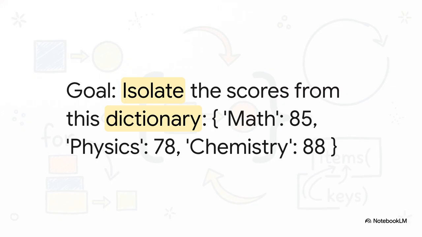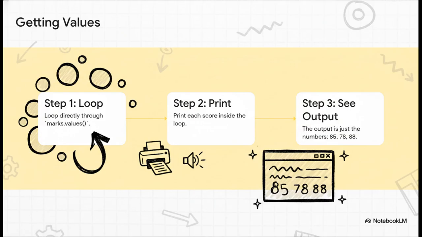For example, check out this marks dictionary. We've got subjects as keys and scores as values. Our goal here is super simple. We just want those scores, the 85, 78, and 88. The subject names, for this task, they're just getting in the way. And look at how clean this makes the code. It's beautiful. You literally just write for score in marks.values(). That's it. No extra steps, no temporary variables, no accessing keys you don't need. The output is exactly what we were aiming for. Just the scores. Boom. Puzzle 2 is done.